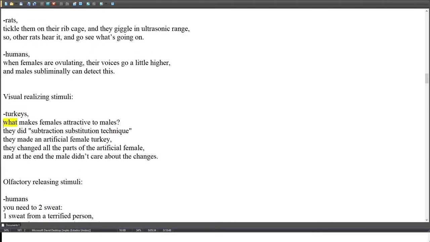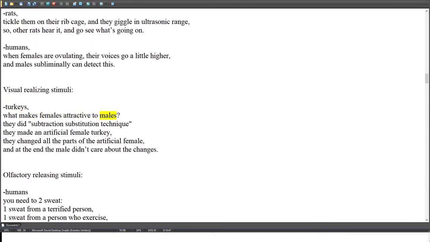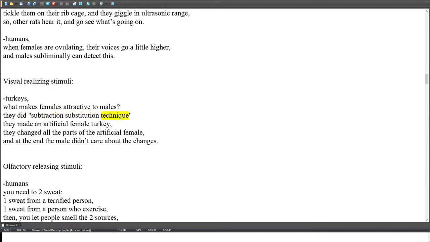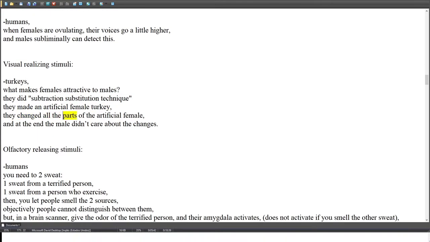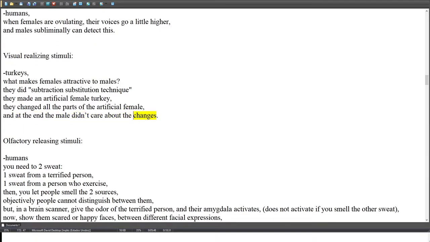Turkeys. What makes females attractive to males? They used the subtraction-substitution technique. They made an artificial female turkey and changed all the parts of the artificial female. And at the end, the male didn't care about the changes.